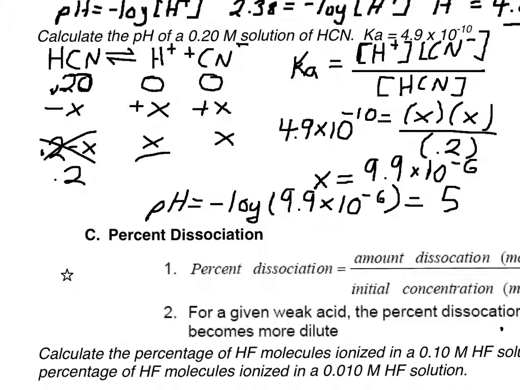Now I didn't even bother to do the 5% rule on this one because I knew that this was going to be way less than 5%. But if I did, I would take the amount it dissociated by, divide it by the original amount, and multiply it by 100, to make sure that it's less than 5%.